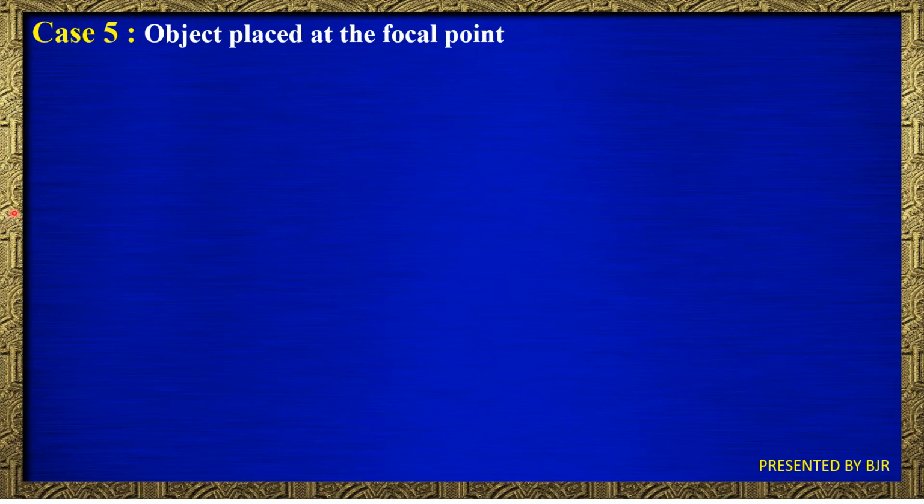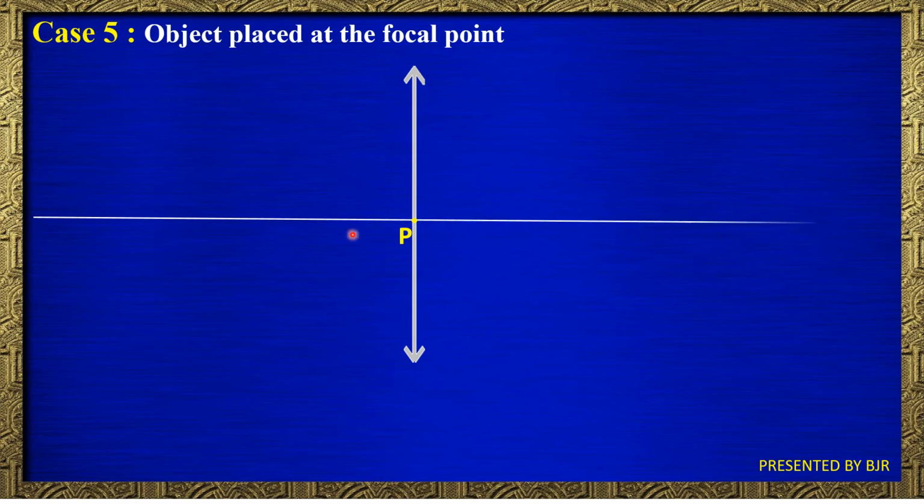Next, case 5. Object placed at the focal point. Okay, I am moving the object slowly toward the lens. At the same time, the image is also moving slowly away from the lens on the other side. So P, this is the convex lens, P is its optic center, and this line passing through the optic center horizontally is called the principal axis.